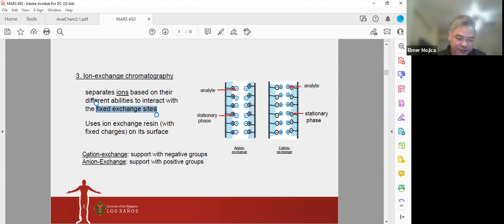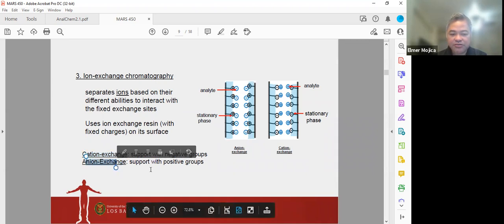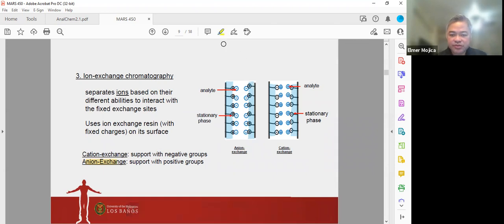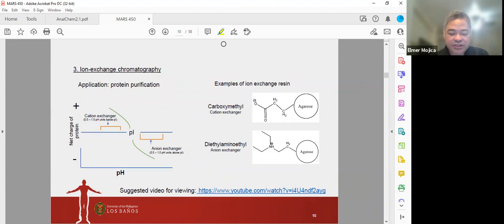So you can have cation exchange, where the support material that you have is a negative group, or you can have an anion exchange, where the support material is with positive groups. Okay. Now, ion exchange is usually used in protein purification. An example of an ion exchange resin is the carboxymethyl cation exchanger. So you have here a negative charge that targets the positive charged, or the cation.